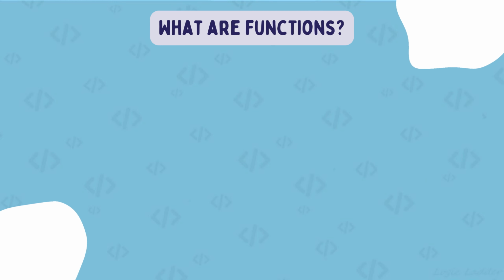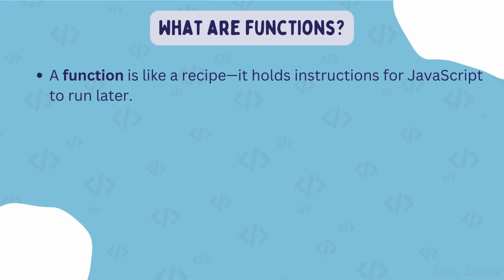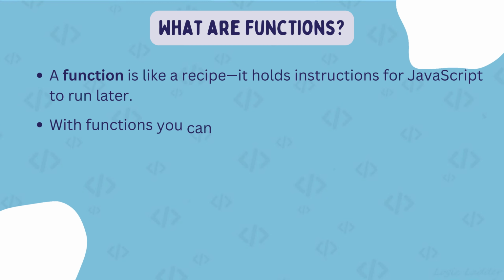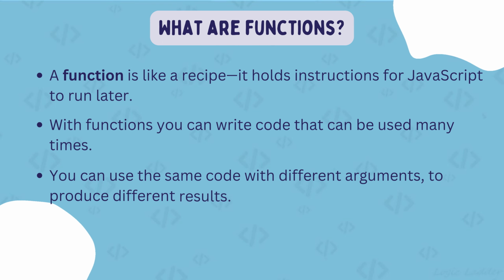Now that we know what are events in JavaScript, let's see what are functions in JavaScript. So, a function is like a recipe. It holds your instructions for the JavaScript to run later. You can write code that can be used at many places. Functions are the fundamental building blocks of every programming language. With functions, the same code can be used with different arguments to produce different outcomes.